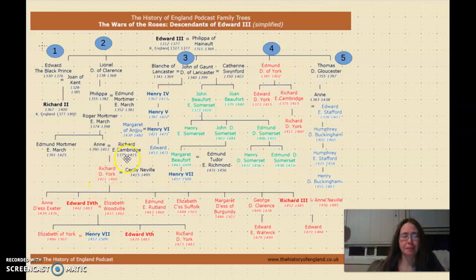Richard of Cambridge, by the way, was one of the 3 executed by Henry V in Henry V. Now, the 2 Richards here, Richard of Cambridge and Richard Duke of York, are also found over here, and we can trace them back up to the 4th branch of the family. The 5th branch is Thomas of Gloucester, and their descendants include the Staffords and the Buckinghams.